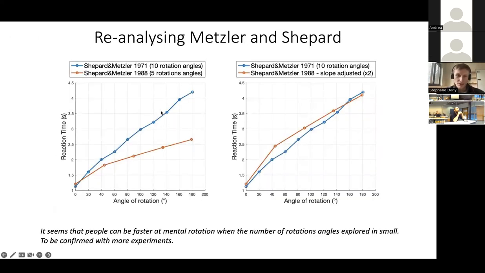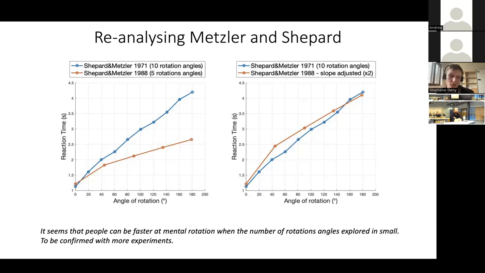So here we tried to find all the differences between those two studies that could explain this discrepancy. And what we noticed is that in the original study, they had 10 possible angles of rotation, and in the later study, they had only 5 angles of rotation. By adjusting the slope by a factor of 2, we find that there's actually a good match between the two studies. So what does it mean to adjust that slope? It says, imagine that you can go twice faster in your rotation rate if you know that there are only five possible angles of rotation. That would correspond to a slope adjusted by a factor of two.